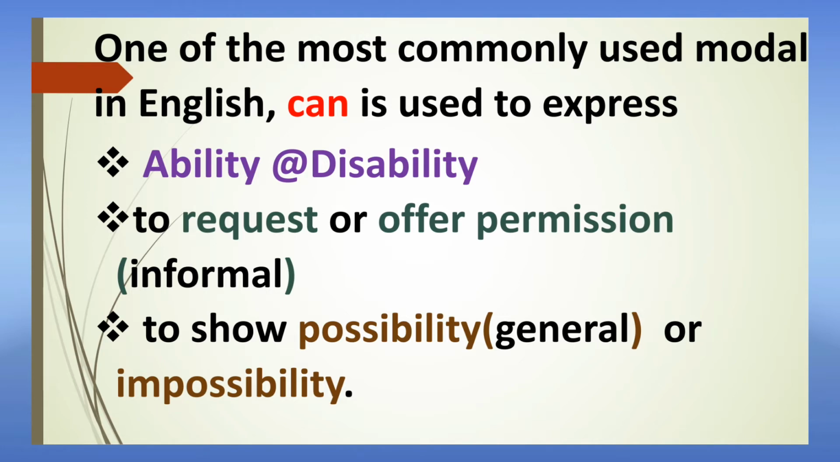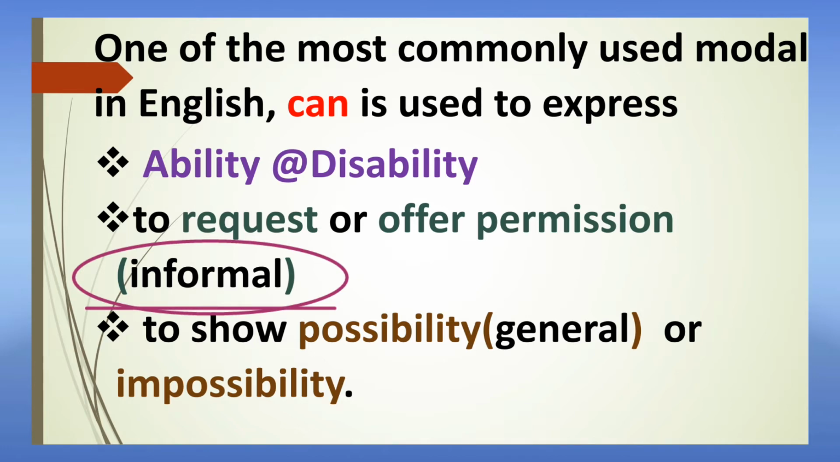Okay, so that modal can is used to express some situations. The first one is about the ability or disability of a person, and the second is to request or offer permission. A person can request something from someone, and a person may offer permission to someone. Especially the second point, to request or offer permission, is exclusively for informal situations.